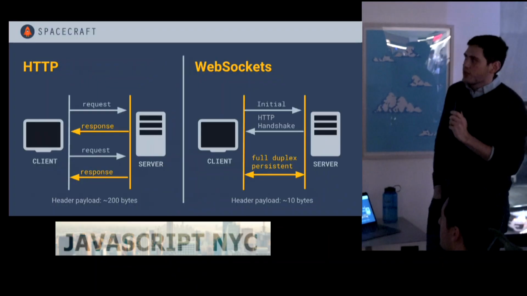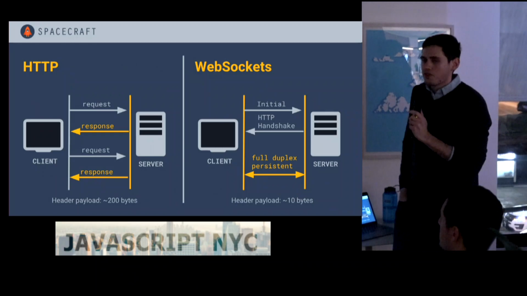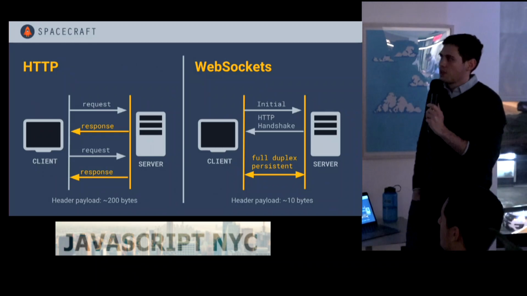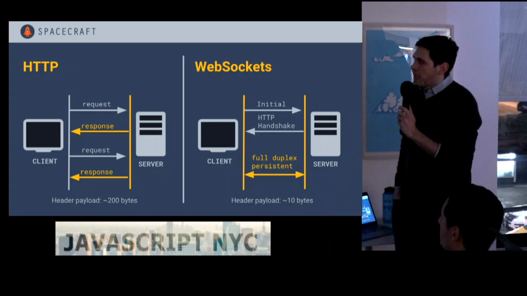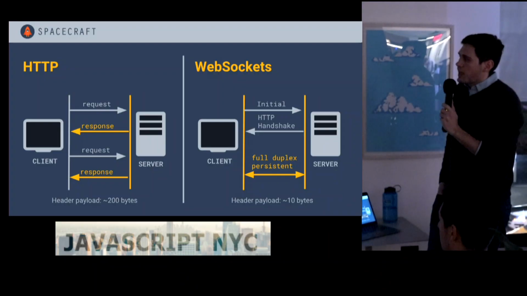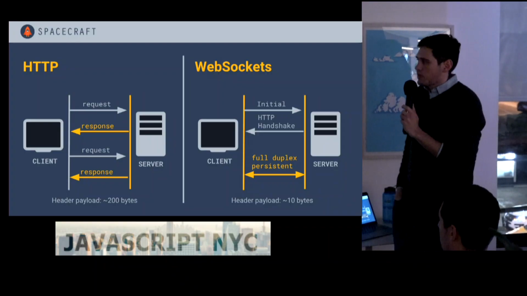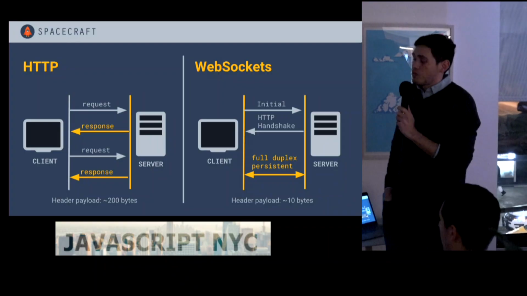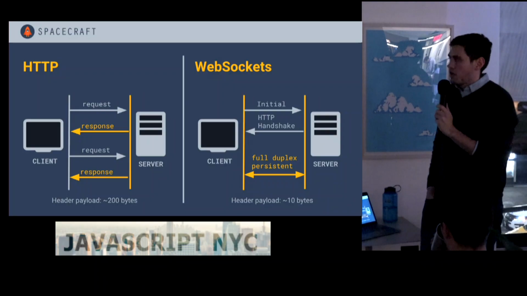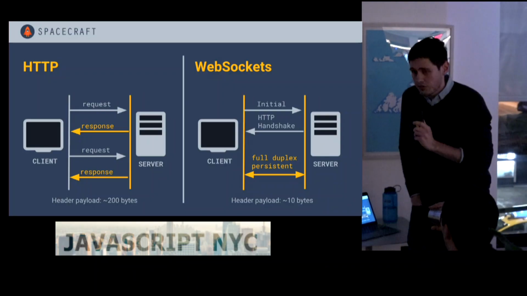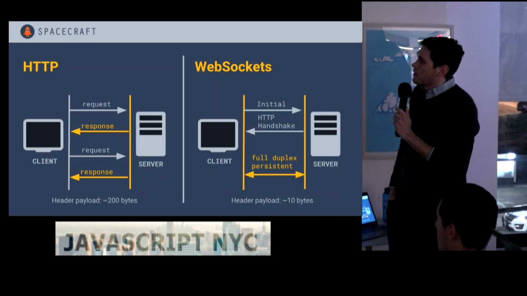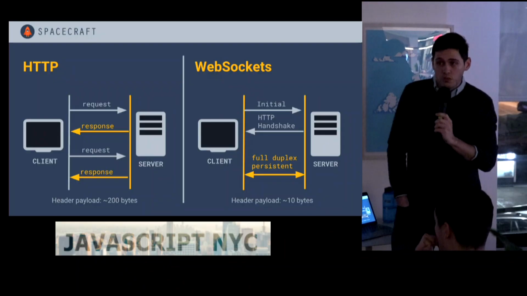So then we get to the part about how we handle all this communication and traffic between the clients and the server. And with HTTP, we have the request response cycle. And the header payload for each cycle is around 200 bytes. We wanted to do better than this. And we also wanted to have the bidirectional communication that I talked about earlier. And thankfully, a great solution for this is WebSockets.